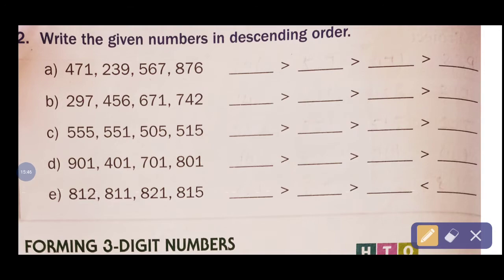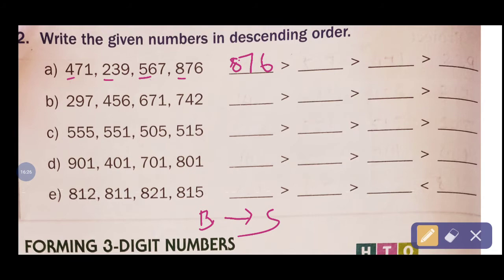So 471 and 239, 567, 876. Big to small, bigger number to smaller number, B to S, not S to B. Okay, now? Right. First digits you count: 4, 2, 5, 8. Which is the greatest number? First you take 4, 2, 5, 8. 8 is the greatest. 876. Correct? That number you write.